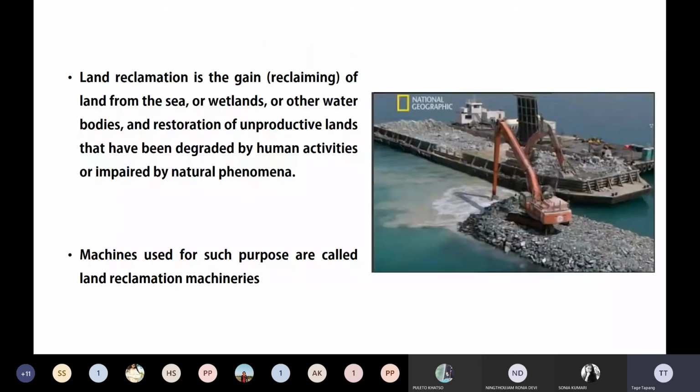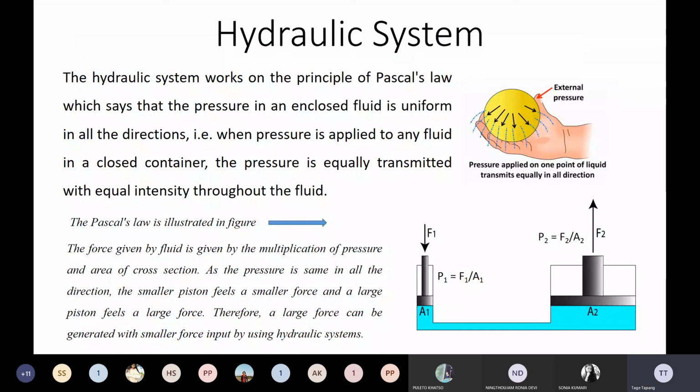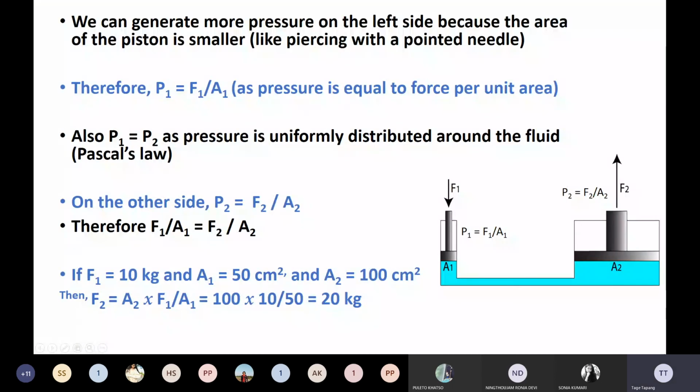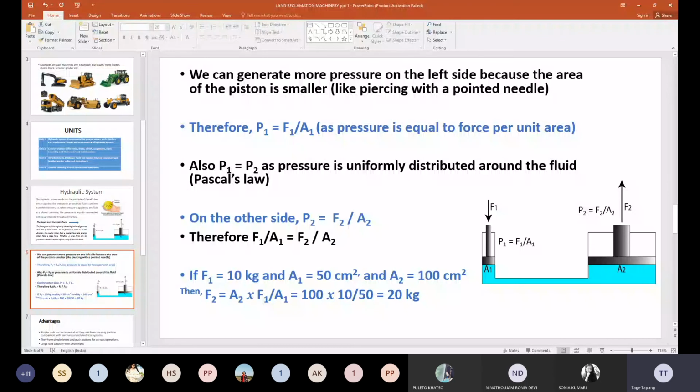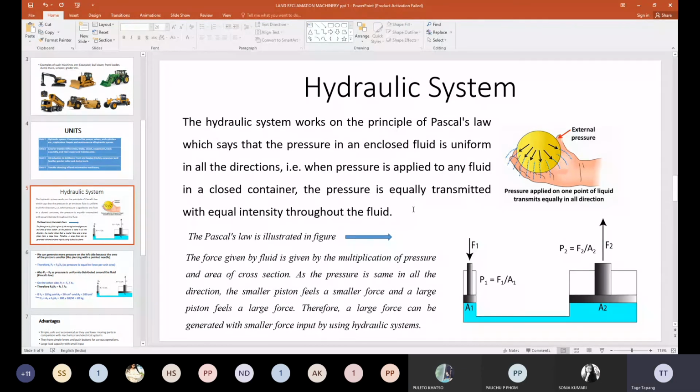So far, anyone, any question? Hydraulic system? No. Sorry, hello? No, sir. No, sir. Okay, so the basic idea of how a hydraulic system is working is clear? Yes, sir. Okay.